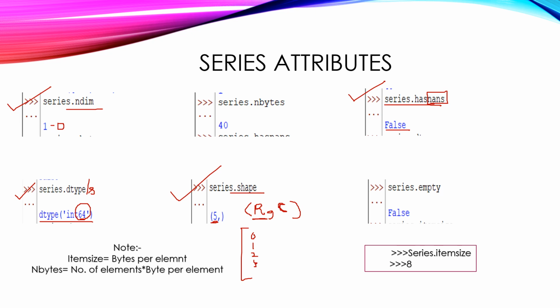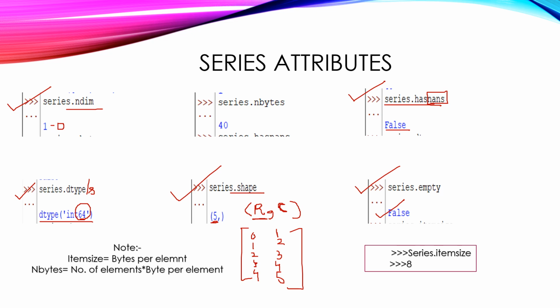Another series attribute is series.empty. Series.empty tells us whether the series is empty, that is it has no value in it, or the series has values. If the series is not empty, it returns False, as in this case. But if all the values in the series were NaN or empty, it would have returned True.